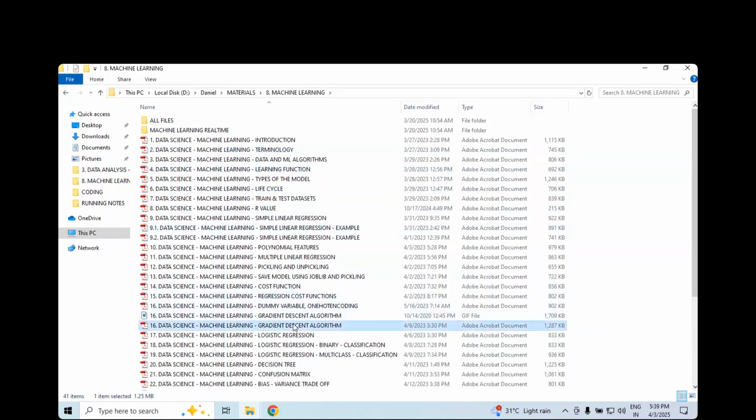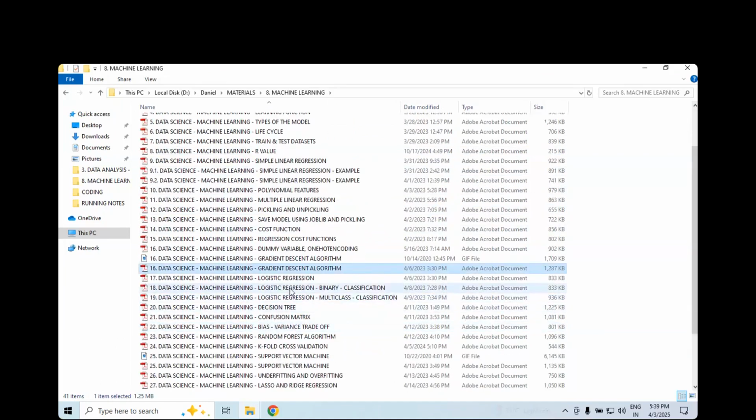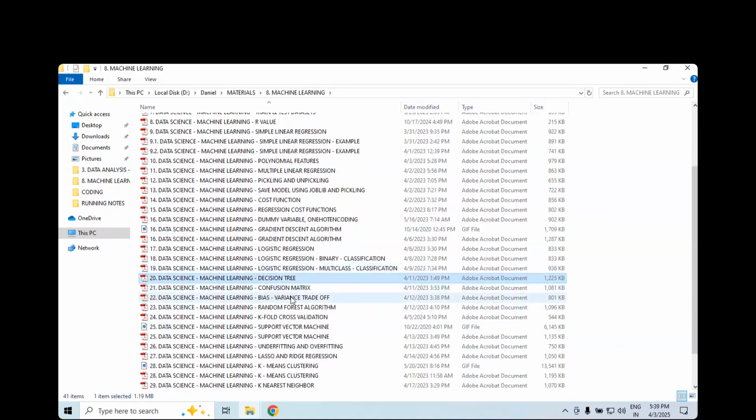We are here. Logistic regression, are we done? Binary, multi-class classification we done, decision tree we done, random forest we done, k-fold cross-validation, SVM we done. Underfitting and overfitting we are not done. And I still remember confusion matrix, bias, variance, and underfitting. First, you need to understand about underfitting. Then only you can understand these things.